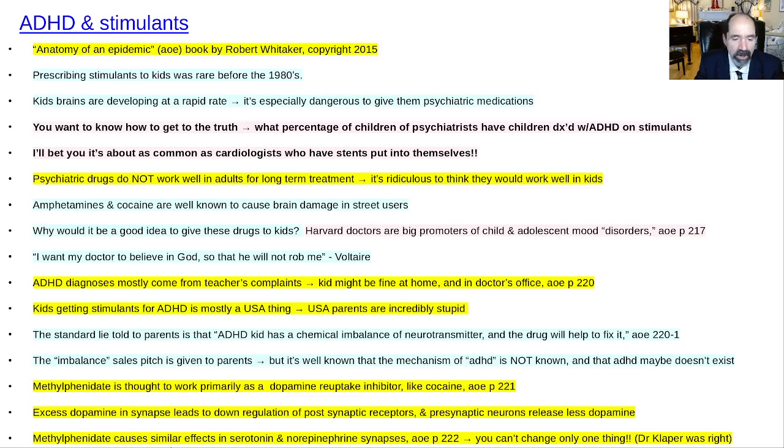And then it also affects other synapses. It doesn't just affect the dopamine synapse. It also affects serotonin synapses, norepinephrine synapses. And that reminds me, Dr. Klaper had a really good lecture. He's a famous nutrition doctor. He says you can't change one thing, because when you change one thing, you change a bunch of other things.